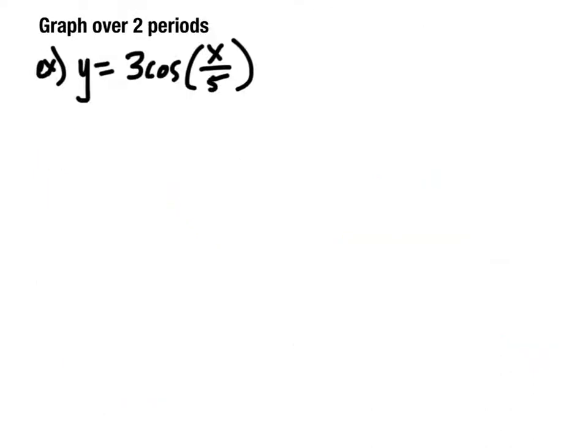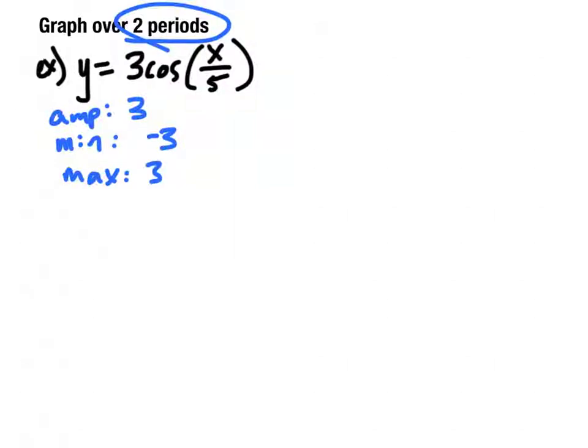That's really easy. All right, this time we're going to graph over 2 periods. Okay? So we have y equals 3 cosine of x over 5. So the amplitude is 3. The minimum value will be -3. And the maximum value will be 3. I know last time we listed those as points. This time we're not going to do that. Like, just know that a min or a max is a y value. Okay?